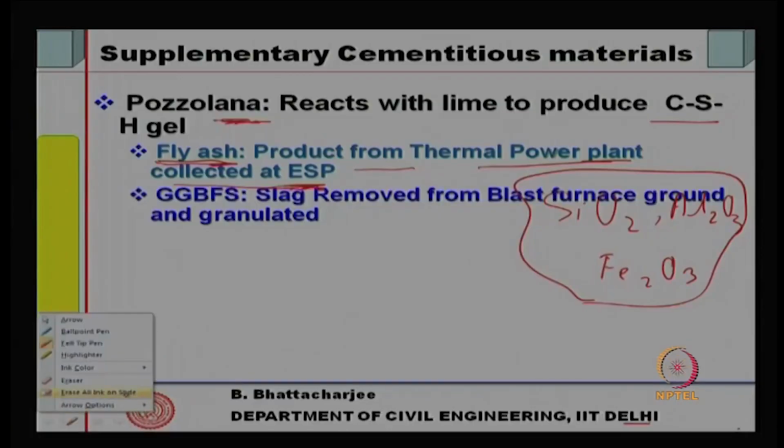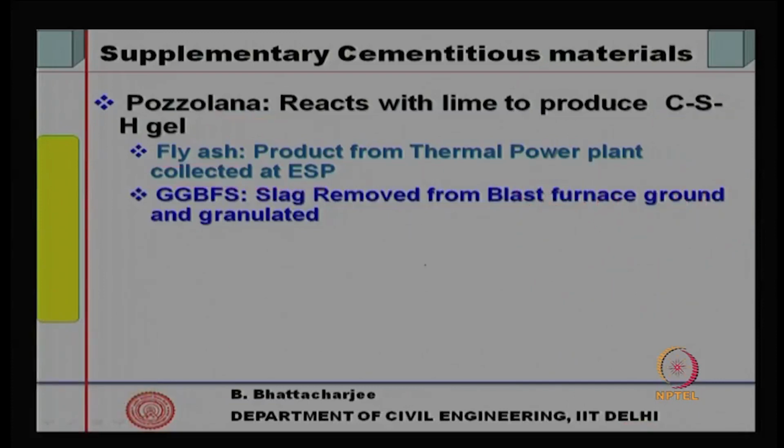We will discuss this point more during the discussion on mineral admixtures. So, fly ash is a pozzolanic material, but not only fly ash, also ground granulated blast furnace slag. Iron ore also contains clay as impurity, and when one wants to remove it in the blast furnace, lime is added to remove it.